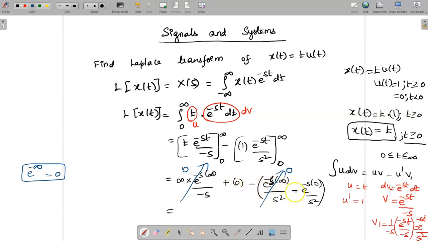Minus into minus is plus, so plus e power 0. What is e power 0? e power 0 is 1, so it is 1 by s square. So Laplace of t u of t is 1 by s square. This is the final answer. Okay, thank you. Thanks for watching.